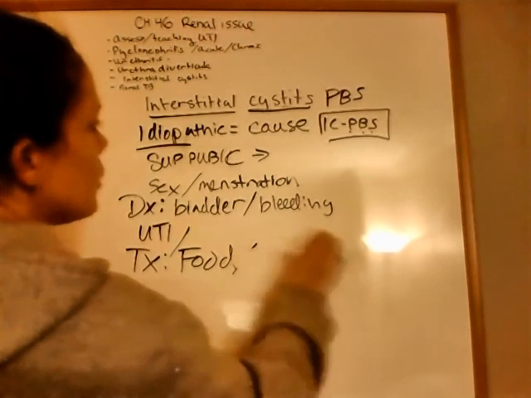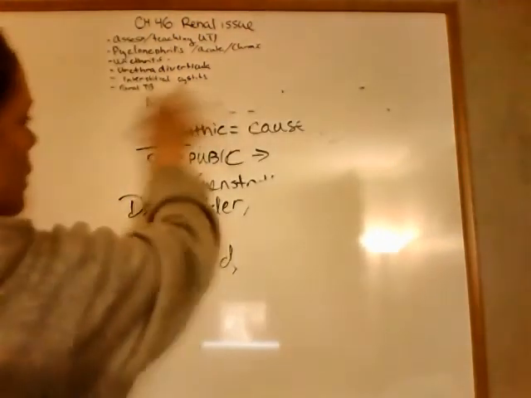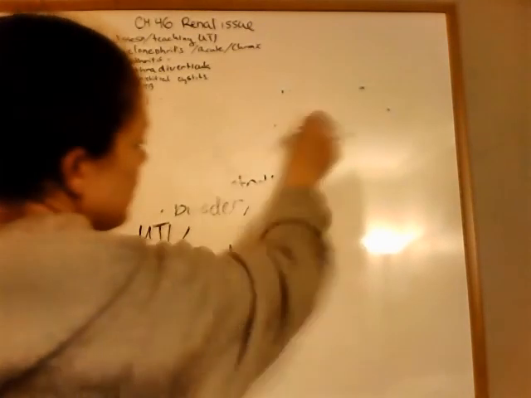And that is your ICPBS, or interstitial cystitis, painful bladder syndrome. Completely idiopathic. We have no treatment for that one. We're treating the symptoms. All right, renal TB.